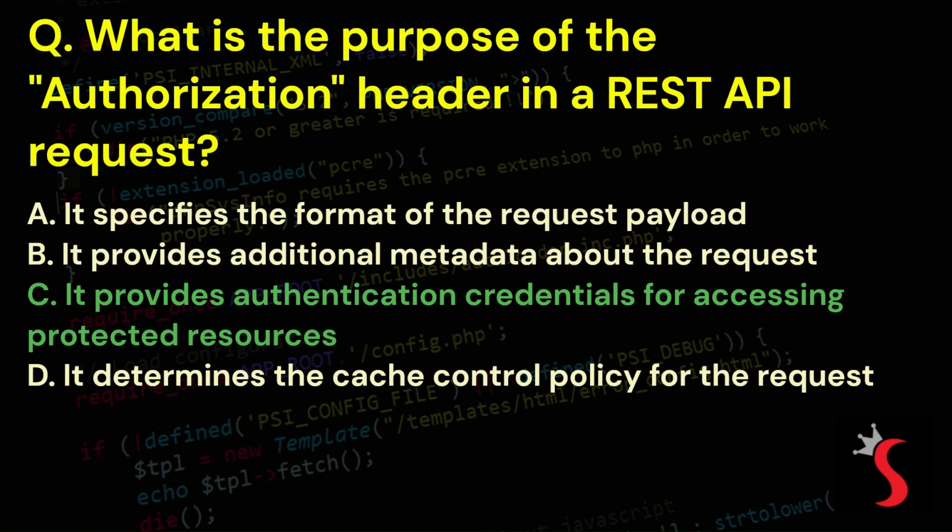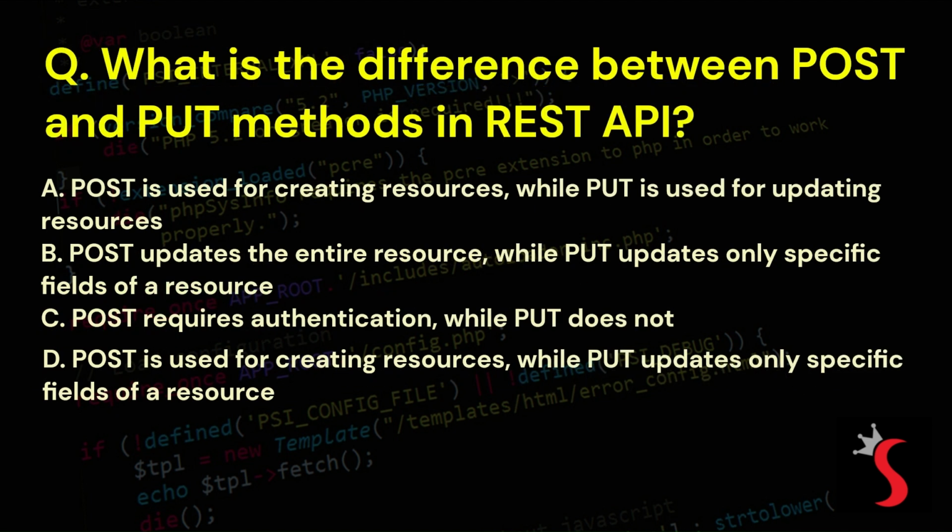What is the difference between post and put methods in REST API? A. Post is used for creating resources, while put is used for updating resources. B. Post updates the entire resource, while put updates only specific fields of a resource. C. Post requires authentication, while put does not. D. Post is used for creating resources, while put updates only specific fields of a resource.